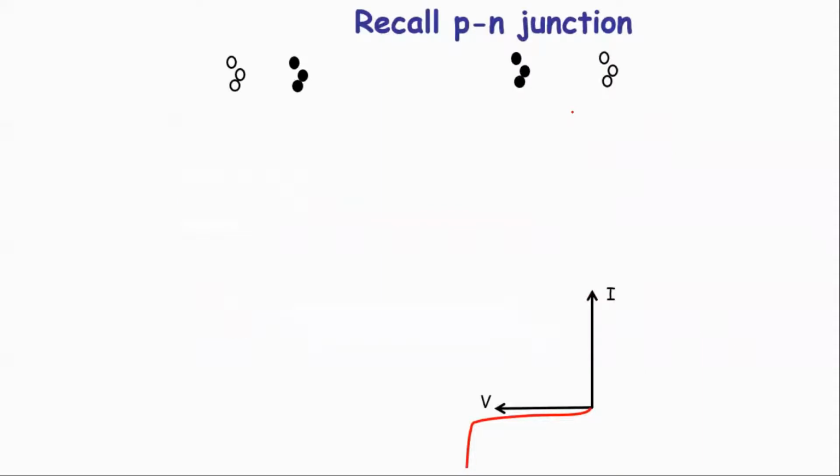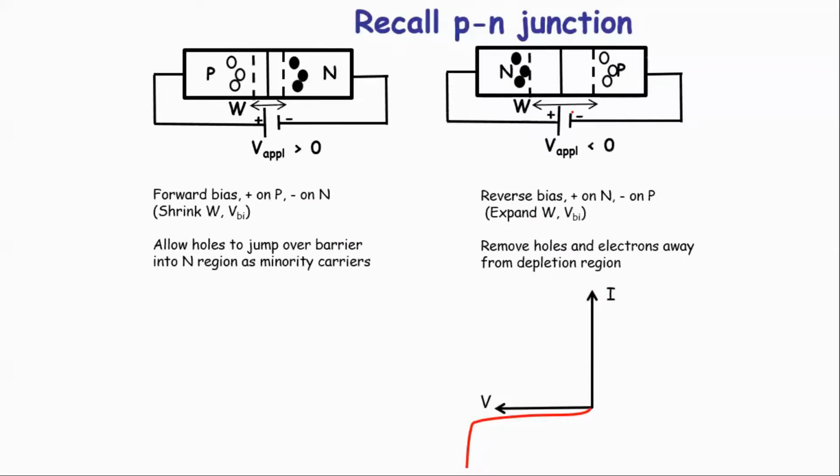All of you are aware of the PN junction. So this is your PN junction. When the applied voltage is greater than zero, that means it is forward biased, so positive on P and negative on N. Then what happens? The depletion width reduces, and also the built-in potential reduces. The potential looks like this, and this is P, this is N. The energy required for this is called the built-in potential. It reduces when we apply a potential greater than zero. This allows holes to jump over the barrier into the N region as minority carriers.